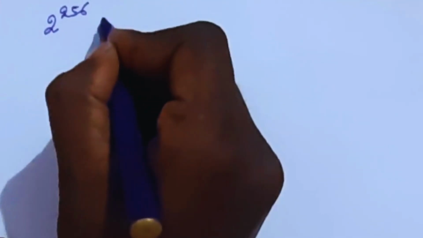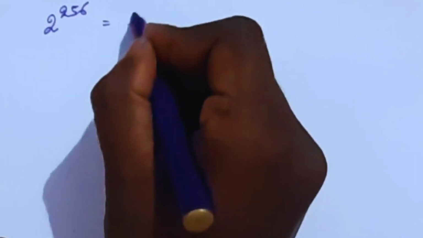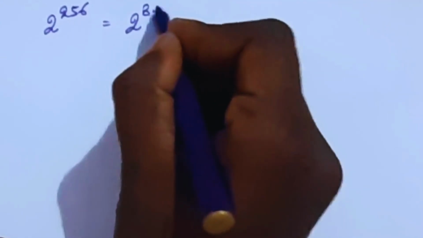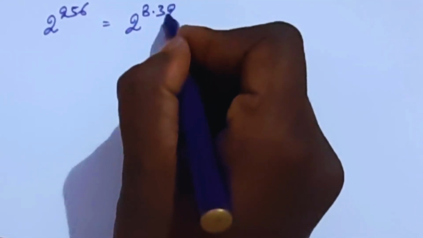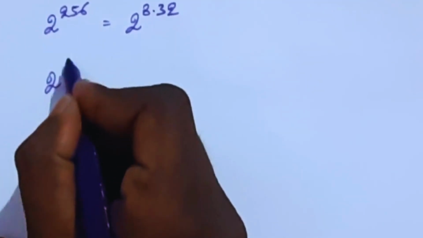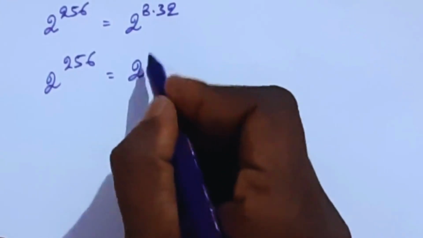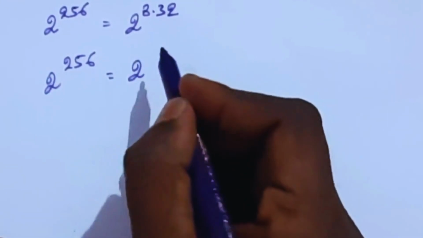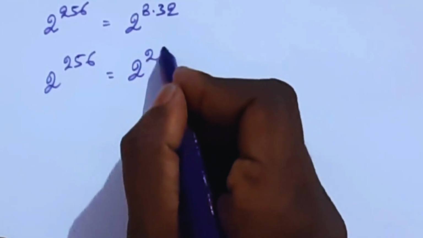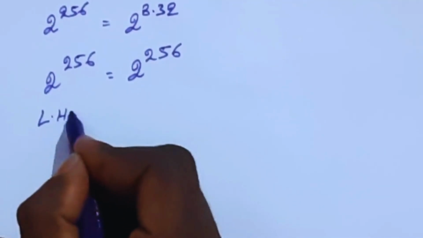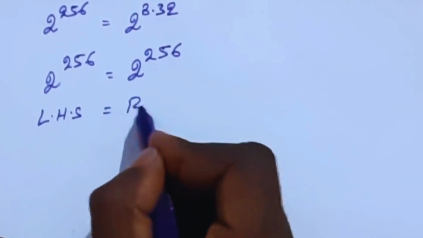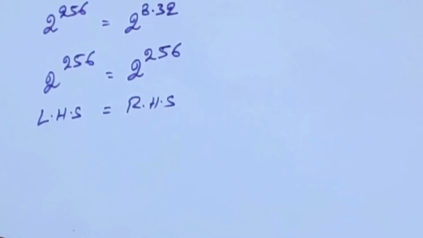So 2 power 256 equals 2 power 8 times 32. So 2 power 256 equals 2 power 8 times 32, which is 256. So LHS equals RHS.